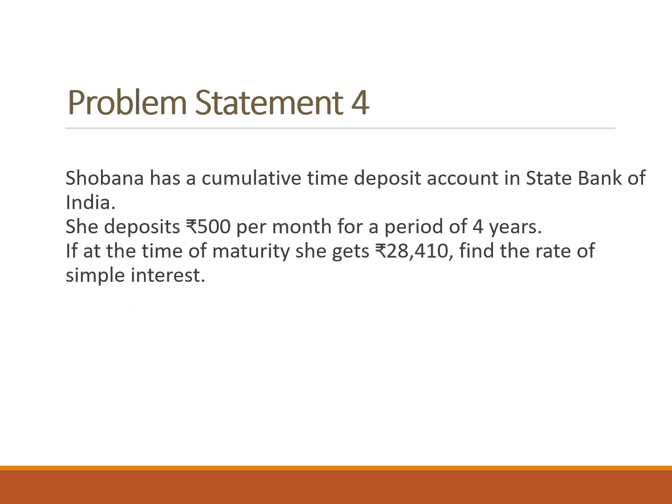Let's go through the problem. Shobna deposits 500 rupees every month into a cumulative time deposit account at the State Bank of India. The duration of the deposit is 4 years. At the end of this period, she receives 28,410 rupees. We are asked to find the rate of simple interest.